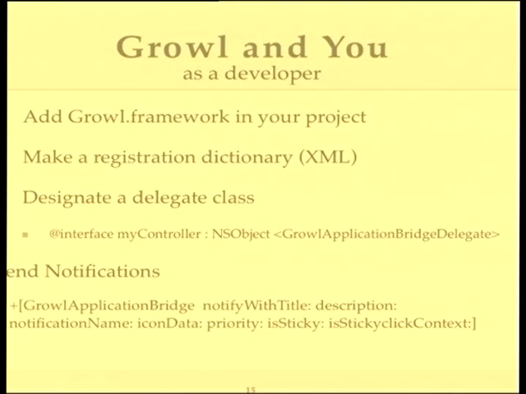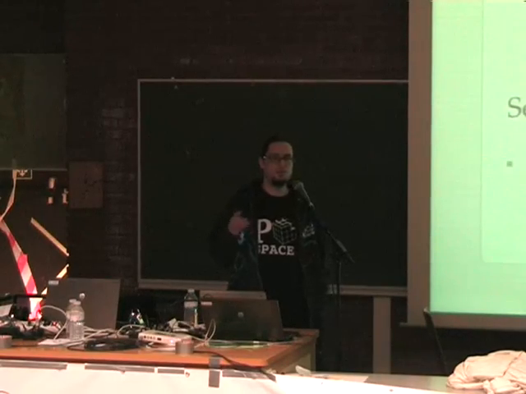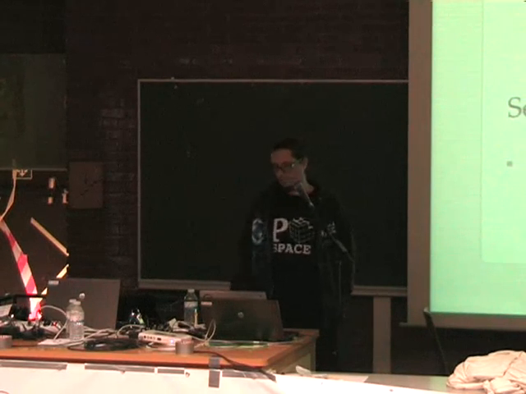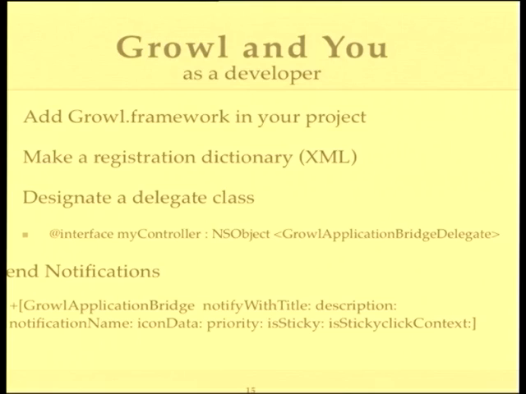OK, I'm going to show you how easy it is to add notifications to your application. First of all, you need to add growl.framework on your project. In Xcode, this is really, really easy. You just drag and drop it. You need to make a registration dictionary, which is a plain XML file. Actually, it's a list file, which is an XML file. And you just need to say what kind of notifications you're going to send. It's basically a 5-line file.